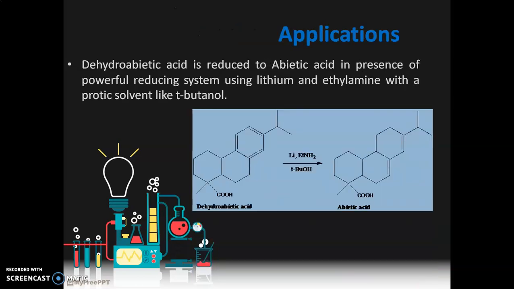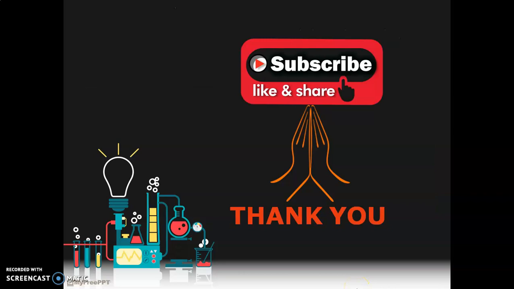Second application is dihydroabietic acid is reduced to abietic acid in presence of powerful reducing system using lithium and ethylamine with a protic solvent like tertiary butanol. The reaction is shown below, that is dihydroabietic acid. It reacts with lithium and ethylamine with protic solvent like tertiary butanol to give us the final compound, that is abietic acid.